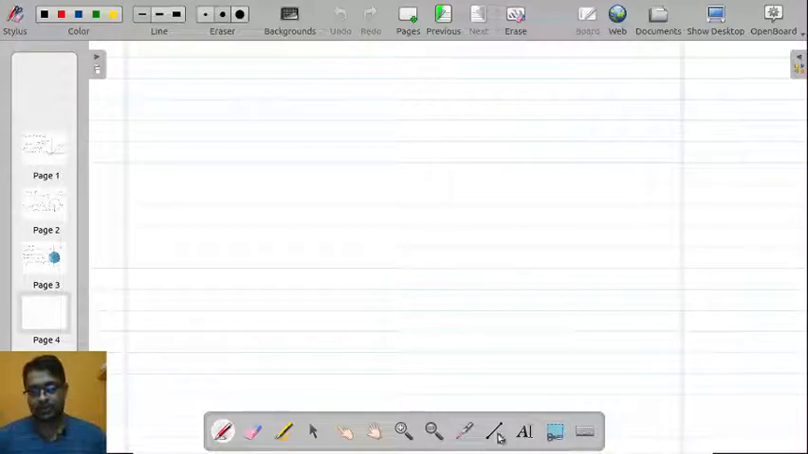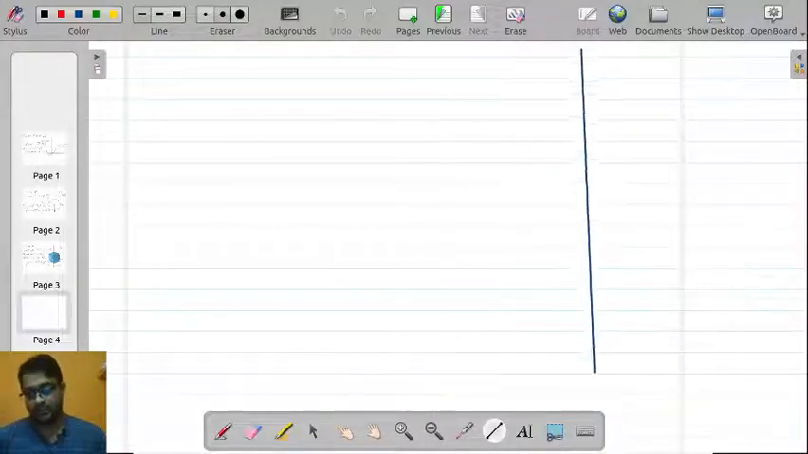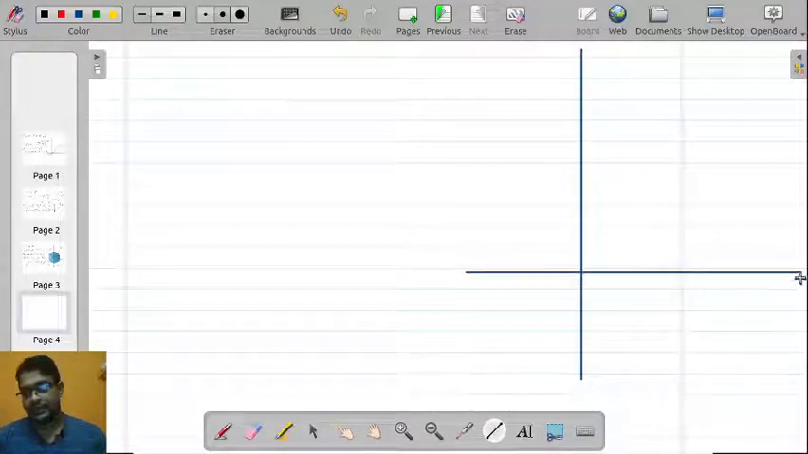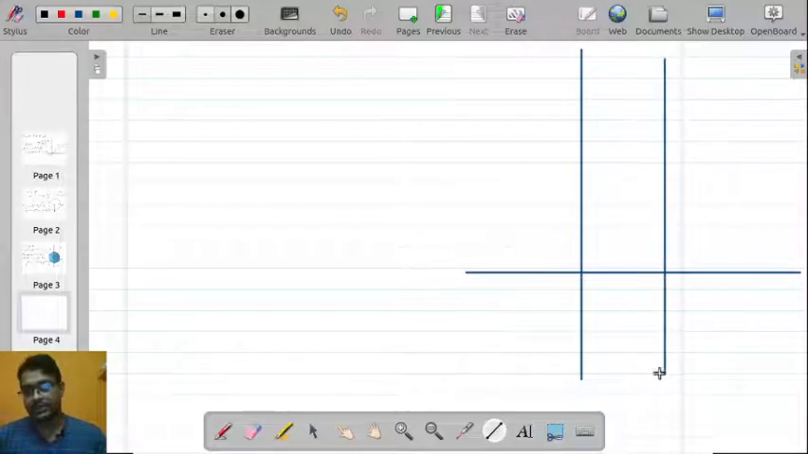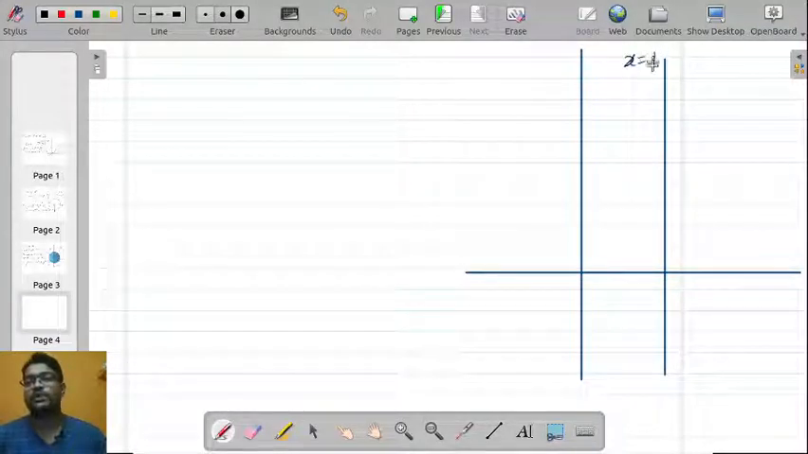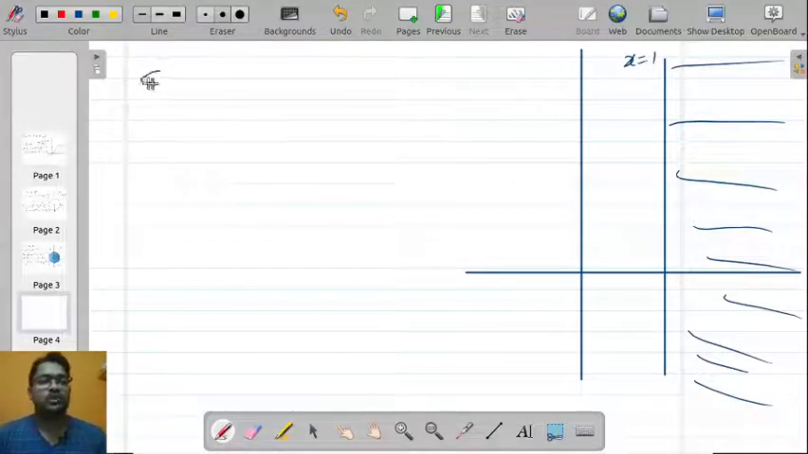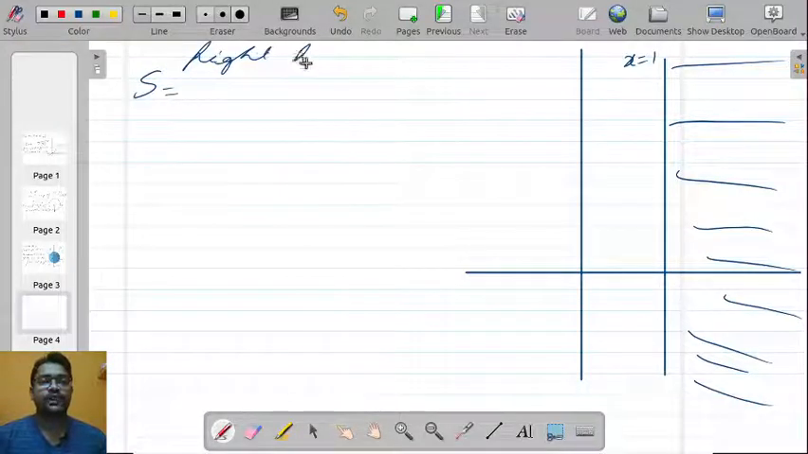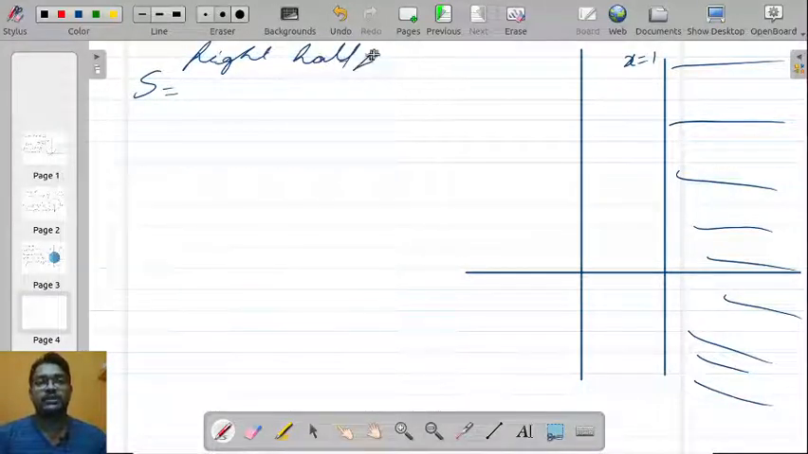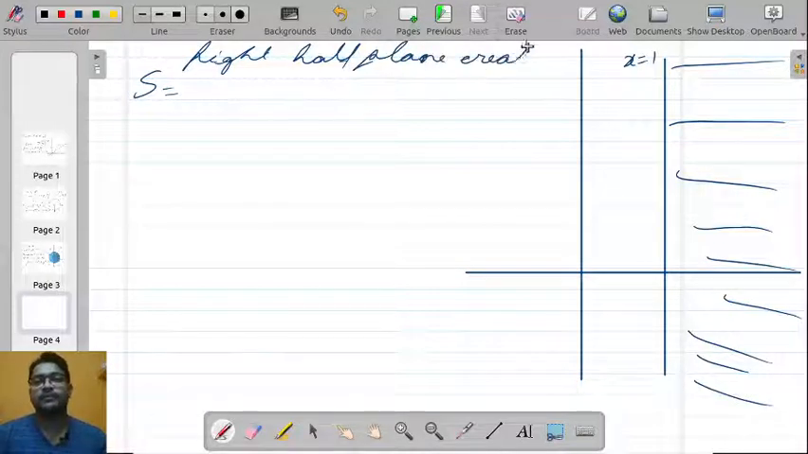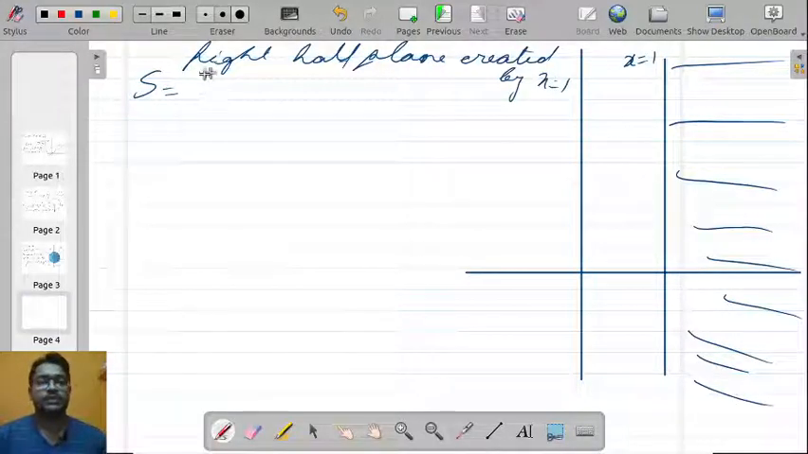Suppose you want to represent the right half plane created by this straight line x equal to 1. Okay, the right half plane created by this straight line x equal to 1, so this side. How do you represent this? This is the right half plane created by the straight line x equal to 1. So what is that?